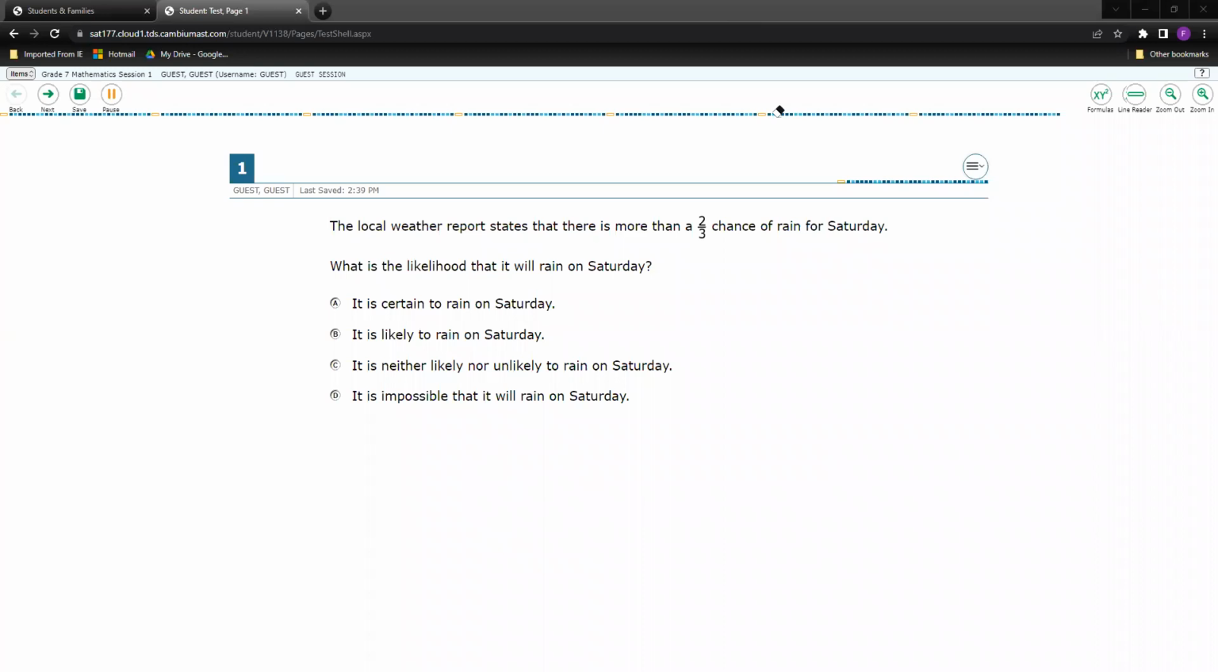If a weather report states that there is more than a 2/3 chance of rain for Saturday, okay, so it's still not 100%, so it is not certain. So "it is likely" would be the correct answer. With more than 50% and less than 100%, it is likely.